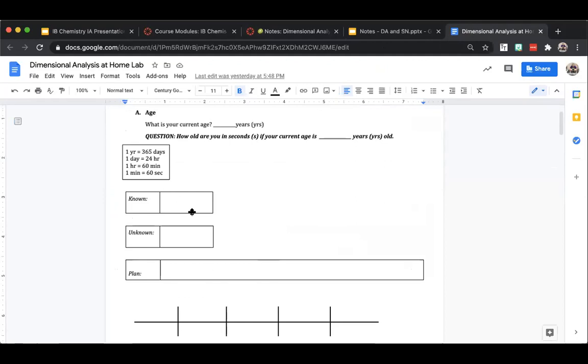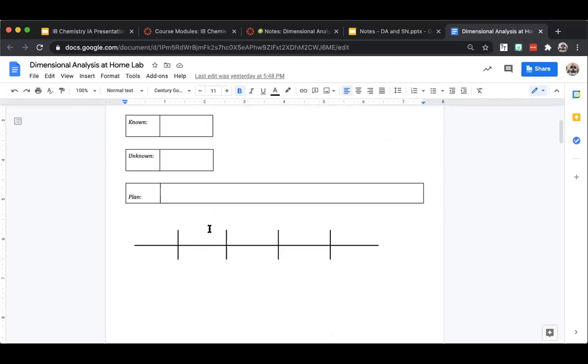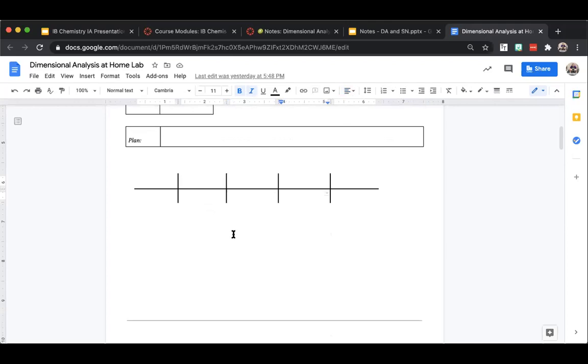So your known is going to be however many years. Your unknown is going to be question mark seconds. And so your plan should match that. And then I've already given you the dimensional analysis bars, and you can simply type in your numbers and your units here in the setup, and then you can type your final answer down here underneath with your numbers and units for the answer.